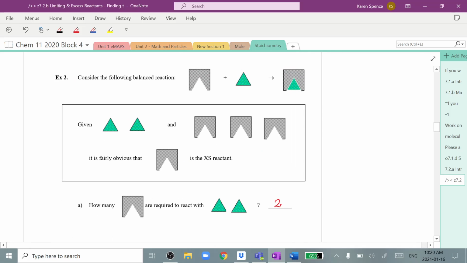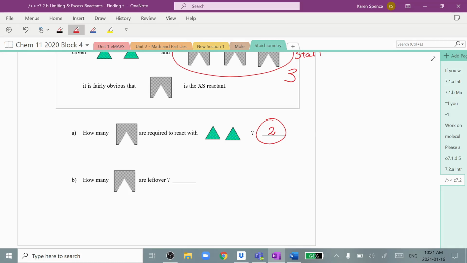How many pairs of pants did we have to start with? So at the start, we had 3 pairs of pants. How many did we use up? We used up 2 pairs of pants. So how many pairs of pants are left over? Well, that's pretty easy. It's 3 minus 2 equals 1.